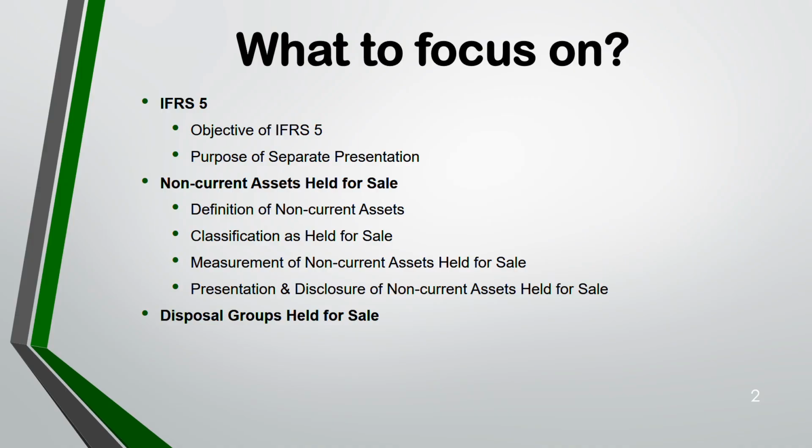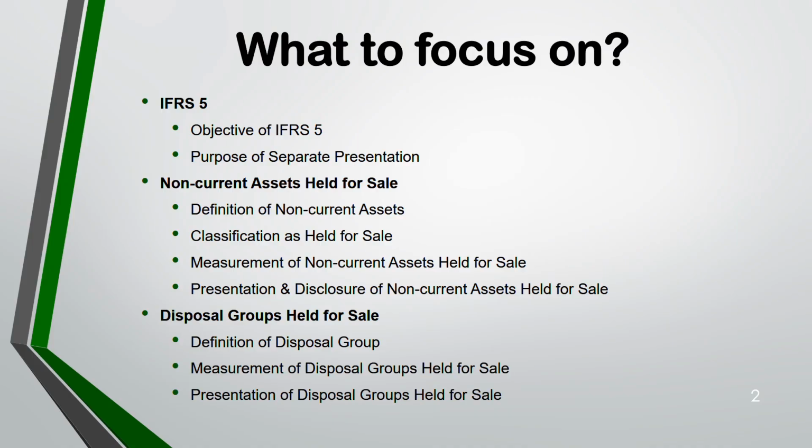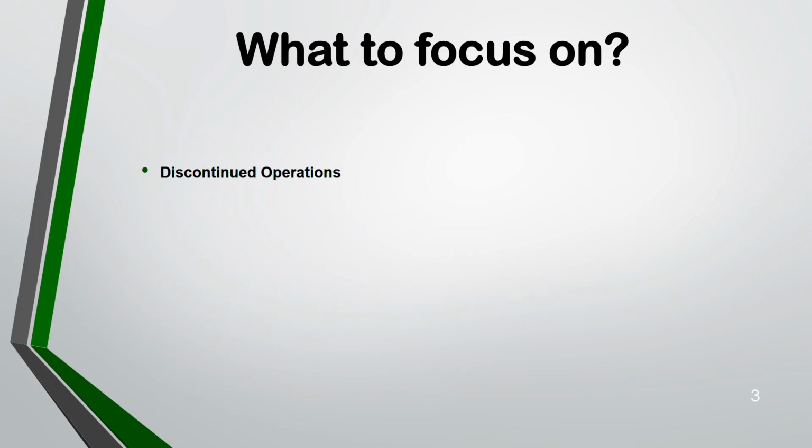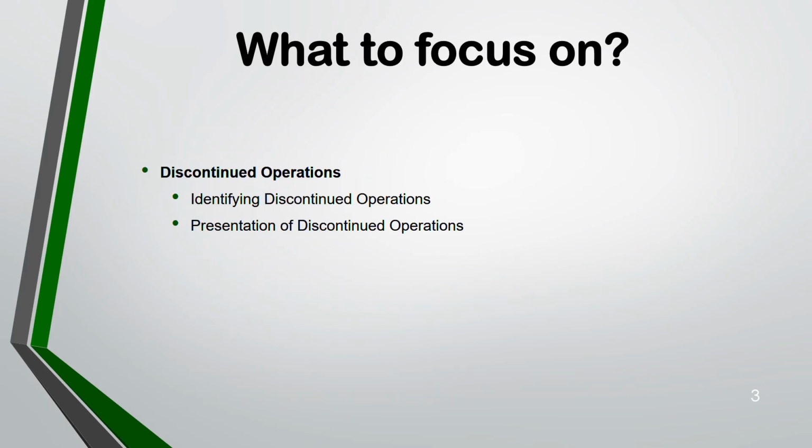In this lecture, we are going to go through three different things. First one is non-current assets held for sale. Second one is your disposal group held for sale. And the third one is discontinued operation. So definition of disposal group, measurement of disposal group, presentation of the disposal group. Next, discontinued operation. We identify the discontinued operation, we present the discontinued operation, and finally we are going to conclude with syllabus, summary and technical articles.